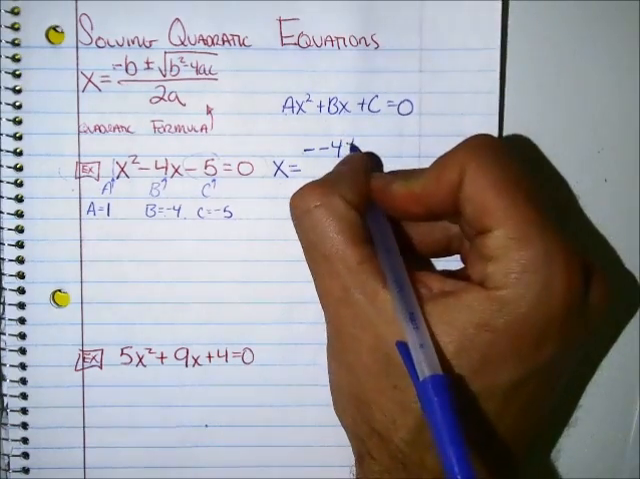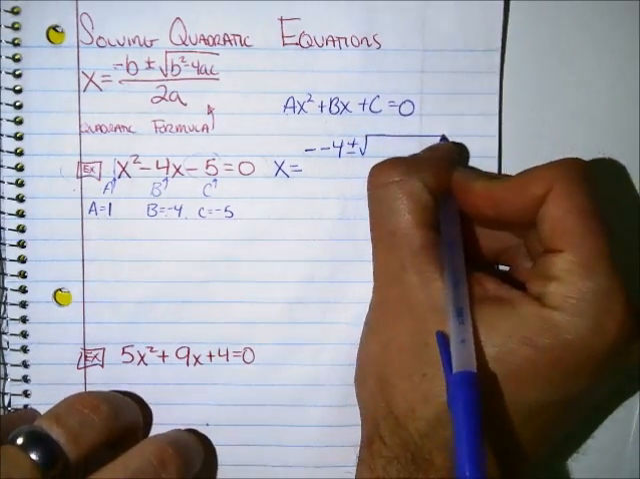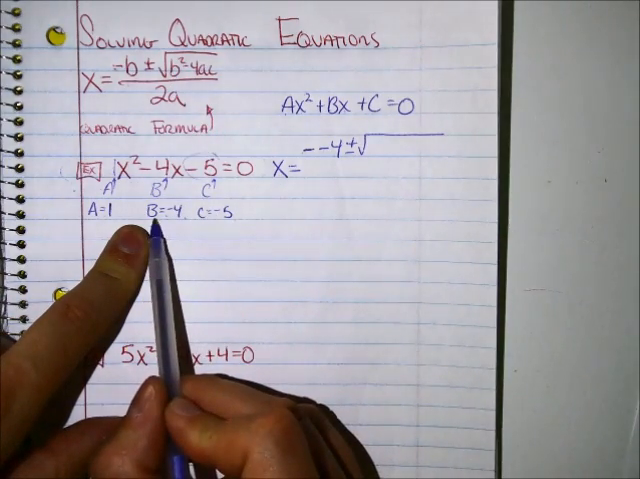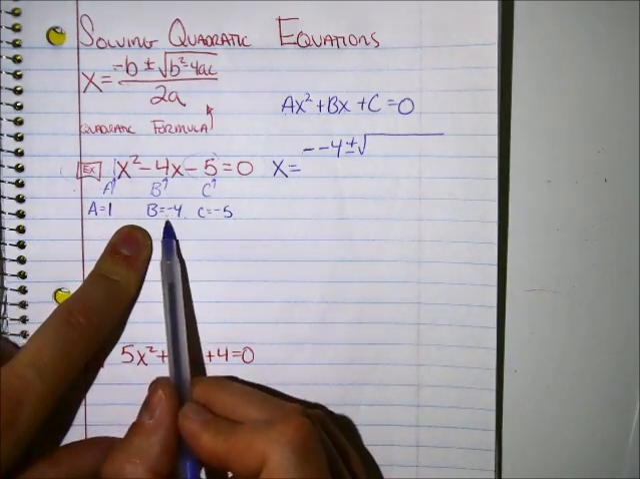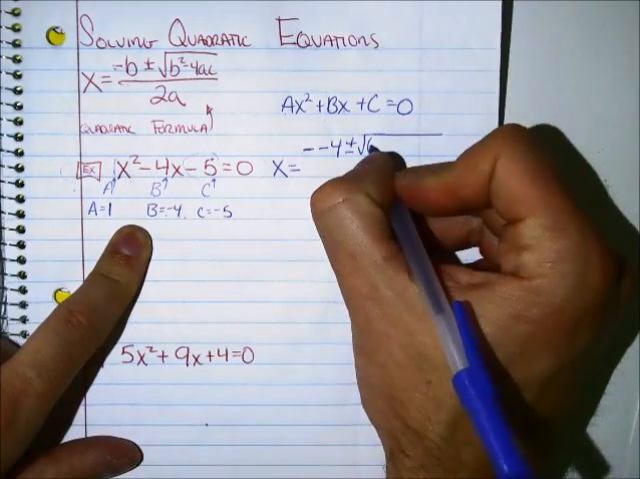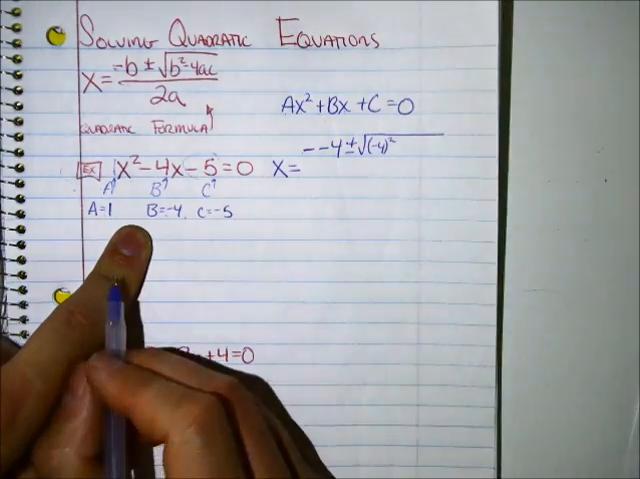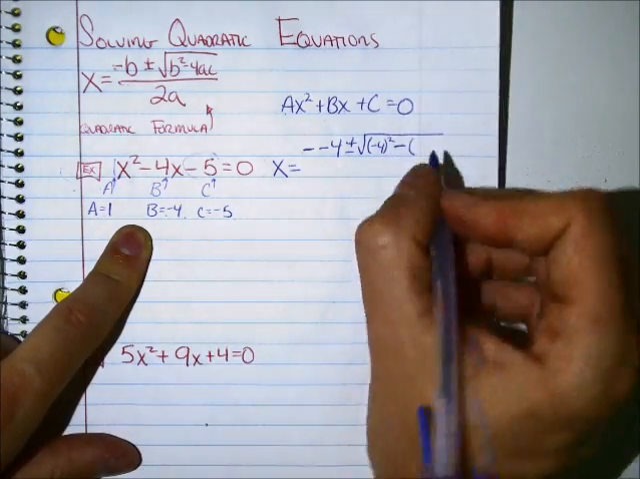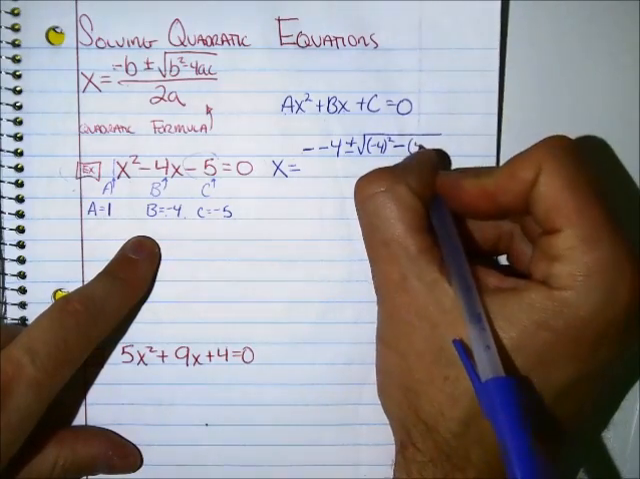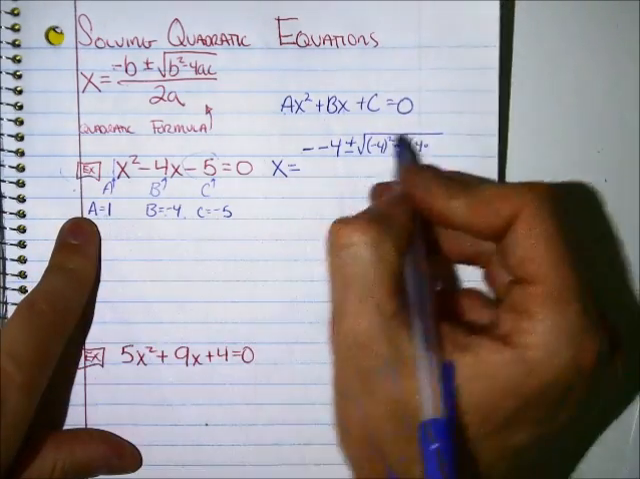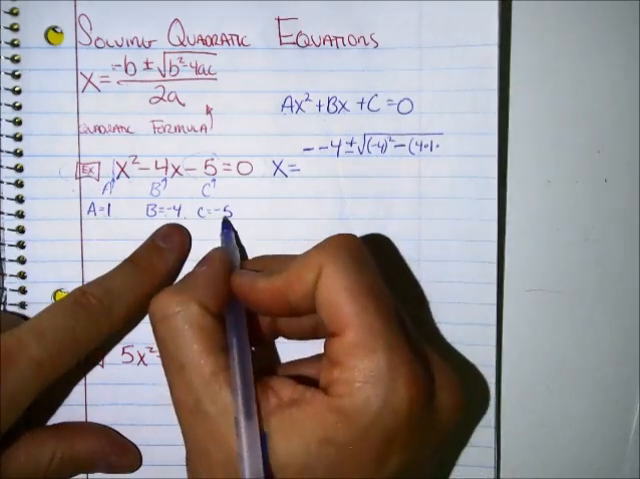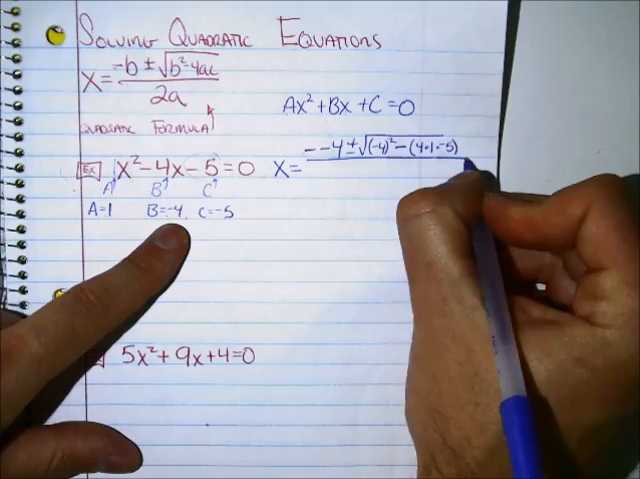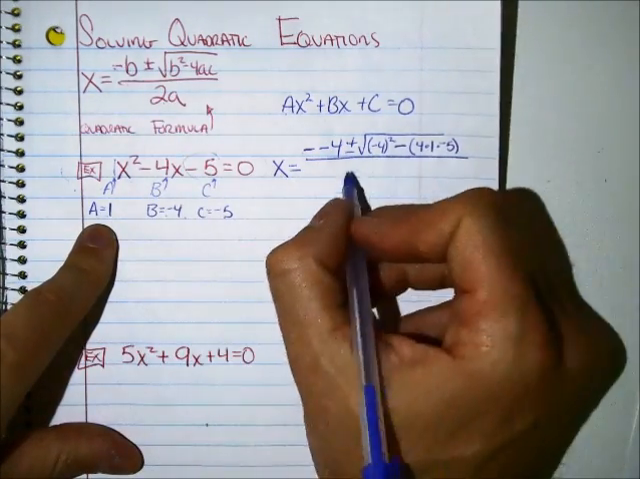Plus or minus the square root of b to the power of 2. Well, here b is negative 4. So in here I'll write the negative 4 to the power of 2. We'll simplify that in the next step. Minus, I'll put a parenthesis so we can keep it all together, 4 times the a times the c, all over 2 times the a.